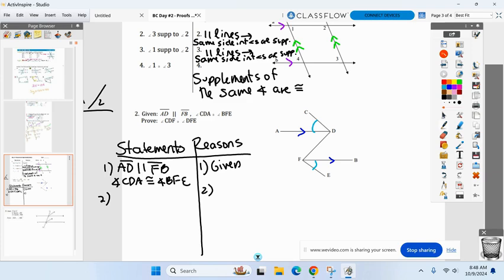CDF looks like a bigger angle, right? And DFE, which looks like a little bigger angle than what I have given. Everyone can see those angles before we start.